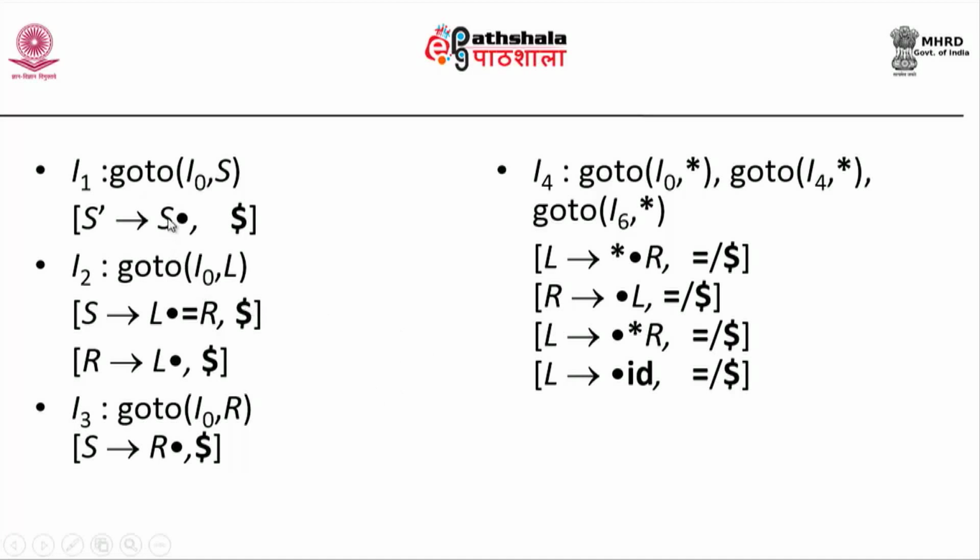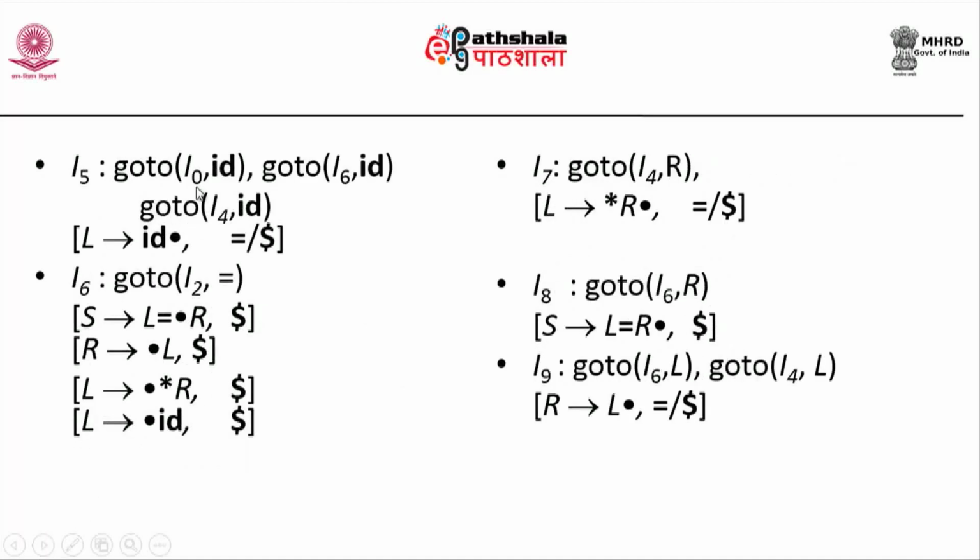Now I am done with I1, I am not done with I2. So I2 comma equal to, that should be done next, which is L equal to dot R. Again add the productions of R with the dot in the beginning. So dot B beta dollar. So again I have to add the productions of L. Now I7 will be goto of I4 comma R. So dot is shifted one position to the right. So equal to slash dollar.